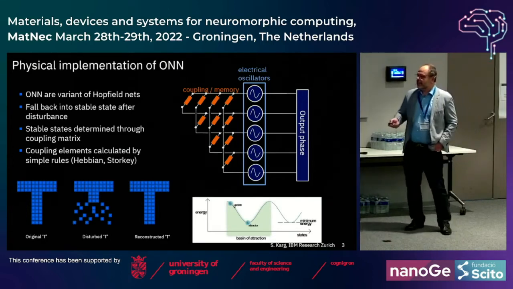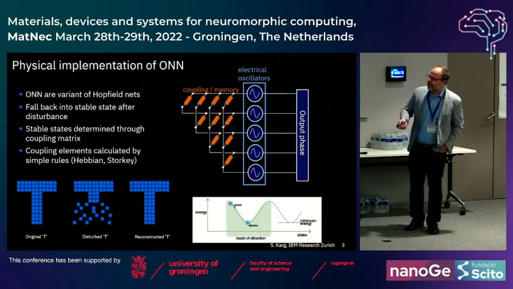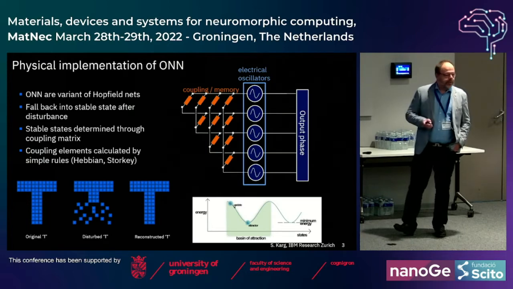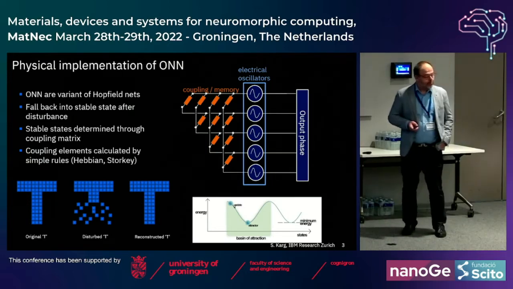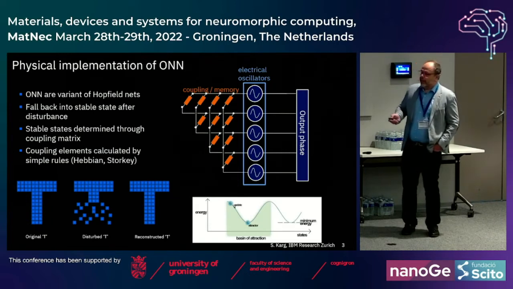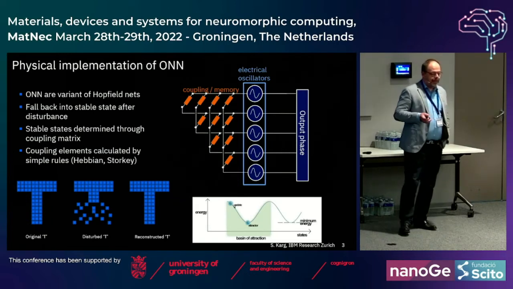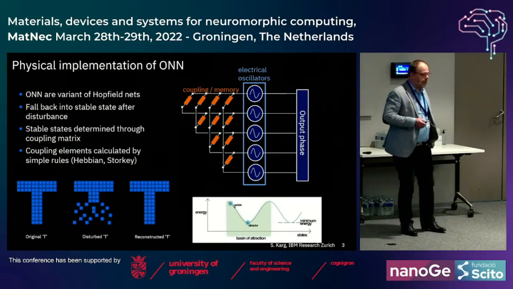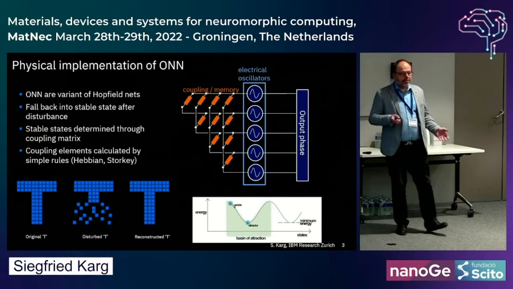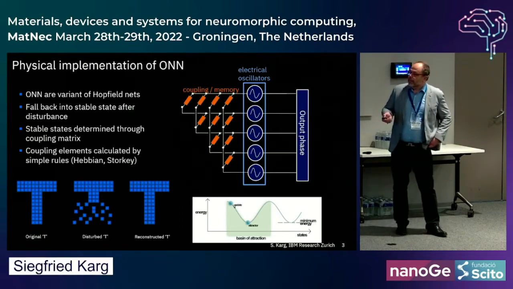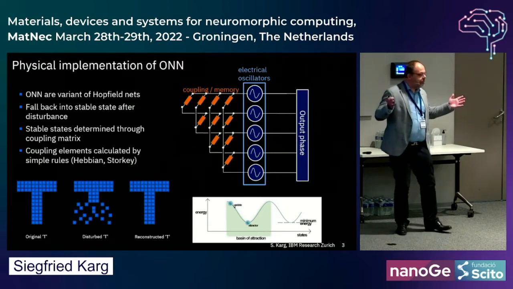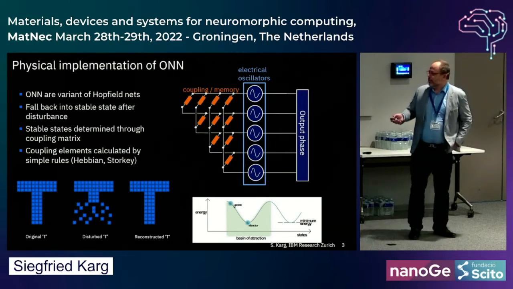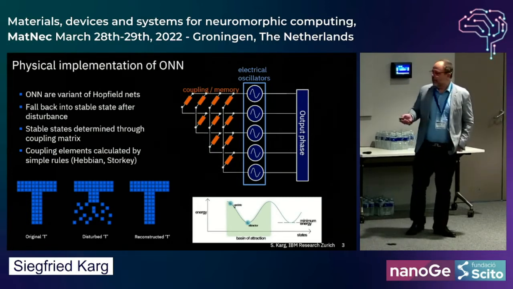In this sketch, each oscillator is a pixel, and you want to have, let's say, all those which are now in blue being in phase, and the other ones out of phase. You set your coupling matrix accordingly, using a simple learning rule, the Hebbian or Storkey learning rule, a simple algorithm. If you disturb your network, it will always find its way back because it's an energy minimum, and you can have multiple energy minima.